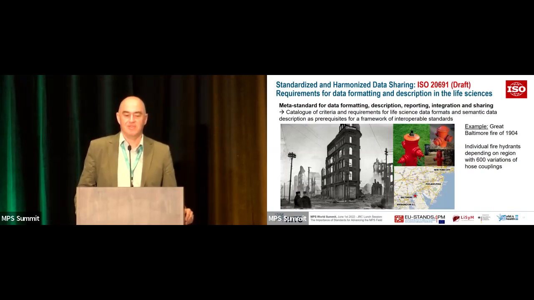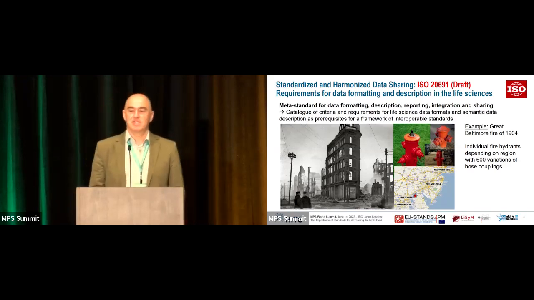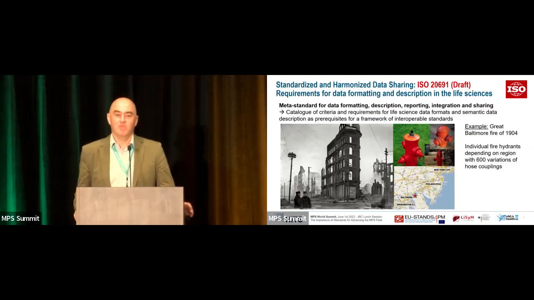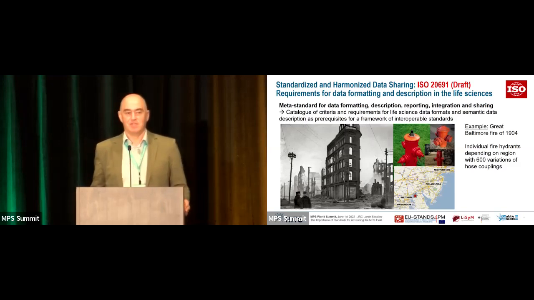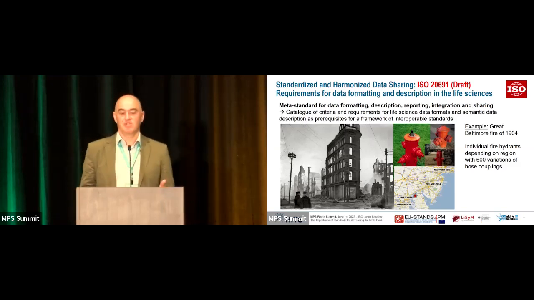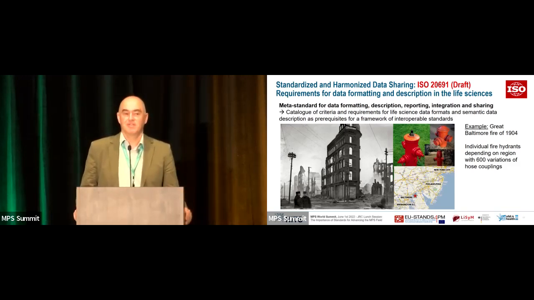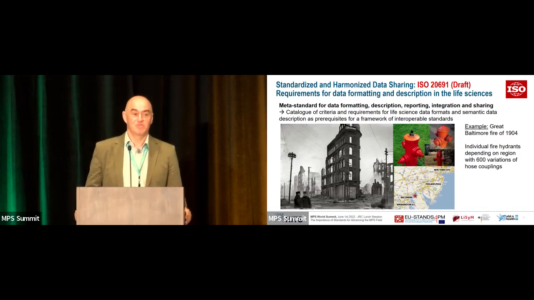There was a great fire in the city of Baltimore here in the US in 1904, and the whole city burned down. The problem was that at that time you had 600 different variations of hose couplings for the fire hydrants. That means that the fire brigades of one district in town could not help to fight the fire in another district, not to speak about fighters that came from far away from other cities. So the whole city could not be saved because the firefighters could not connect their hoses to the fire hydrants.